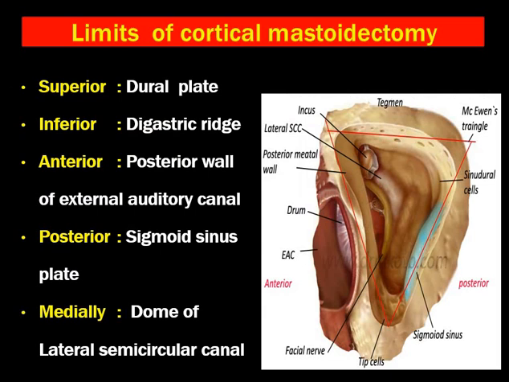This is a picture showing the different limits of cortical mastoid surgery, as already discussed. The superior wall is the dural plate, inferior boundary is the digastric ridge, anterior boundary is the posterior wall of the external auditory canal, posteriorly is the sigmoid sinus plate, and medial is the dome of the lateral semicircular canal, which is very important. So this is the boundary of the cortical mastoid surgery.